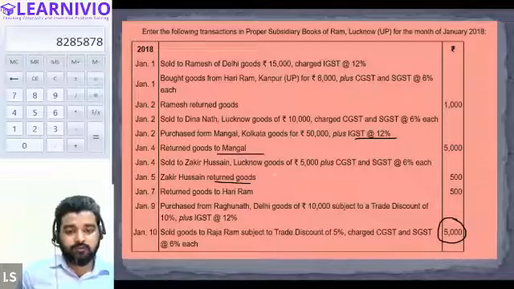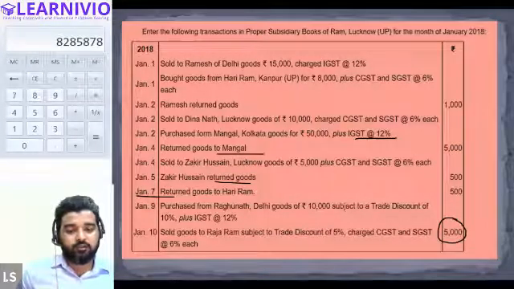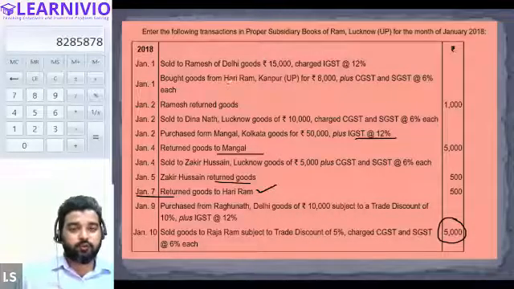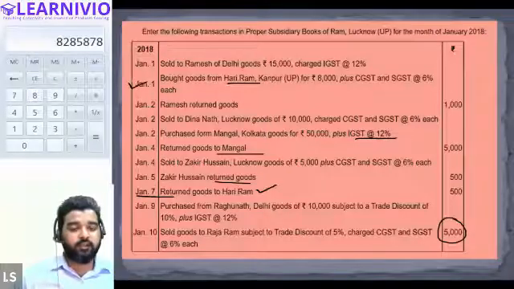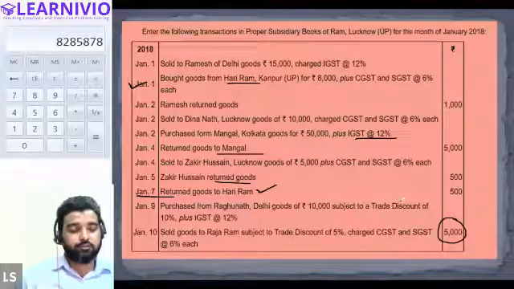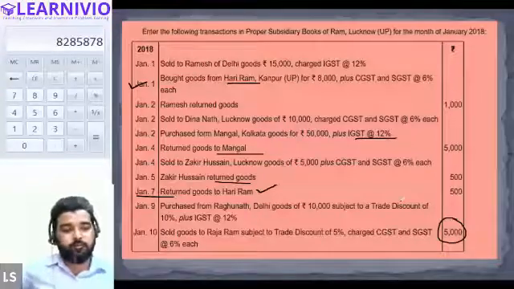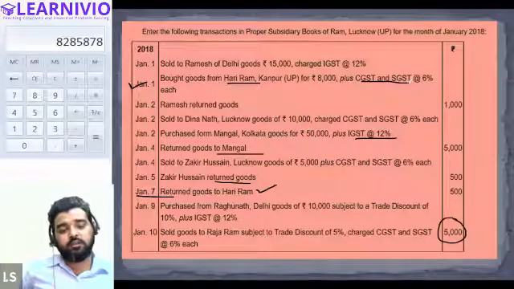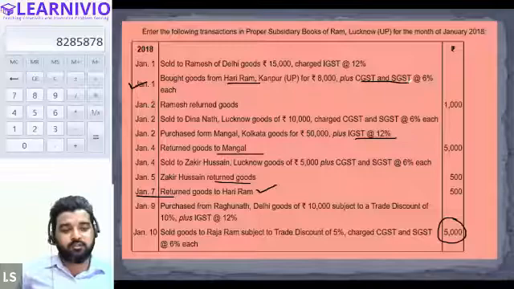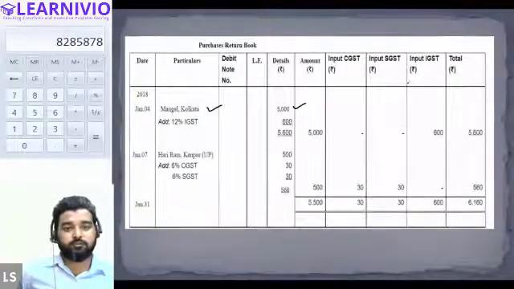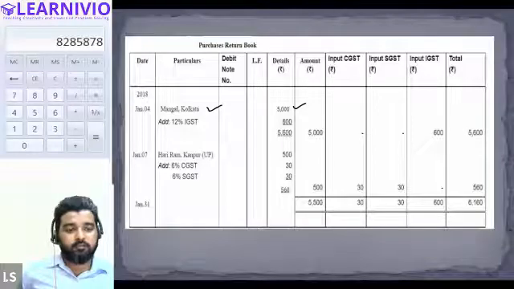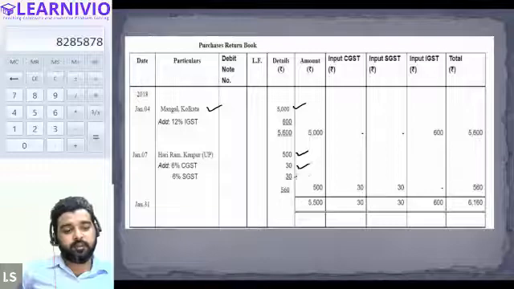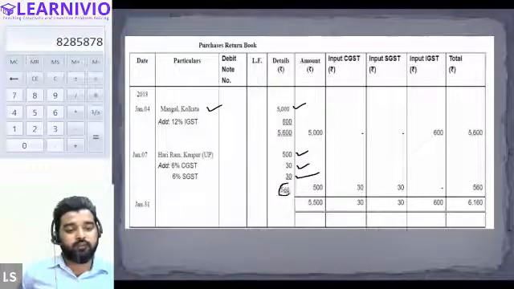Now on January 7, return goods to Hariram. We purchased goods from Hariram on January 1st, and now we are returning goods. So this will be recorded in the purchase return. At the time of purchase, we paid CGST and SGST, so at the time of return, CGST and SGST will also be applicable. In the purchase return book, we are returning 500 to Hariram, CGST and SGST is also applicable, and the total value will be 560 rupees.